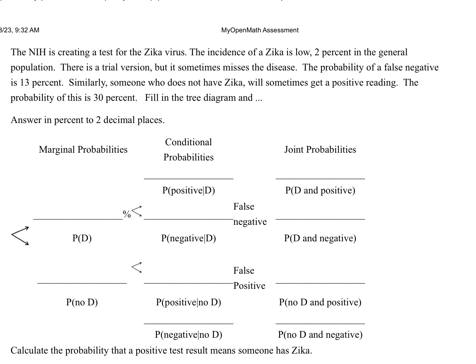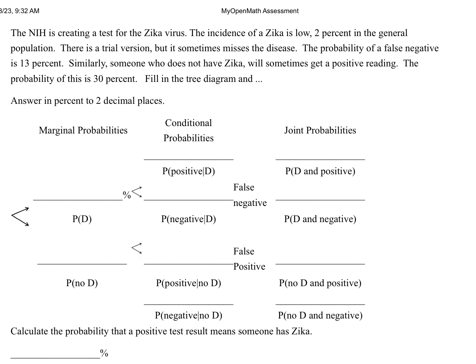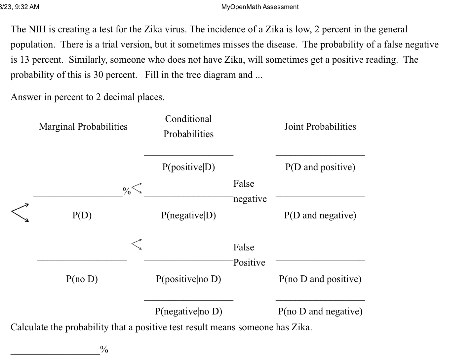Okay, so let's see if we can figure out how to fill this out. So probability of D or probability of no D. So probability of having the disease, I guess D means disease, and then the probability of not having the disease. So only 2% of the population has the disease, and you see the percentage is already there, so it's 2%. 98% does not have the disease.